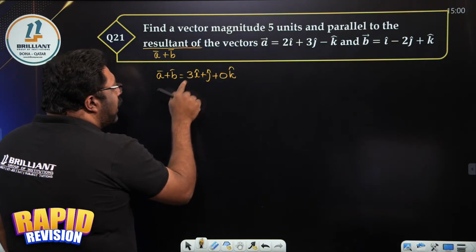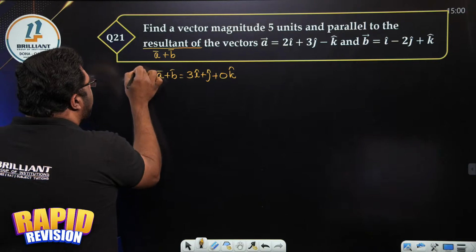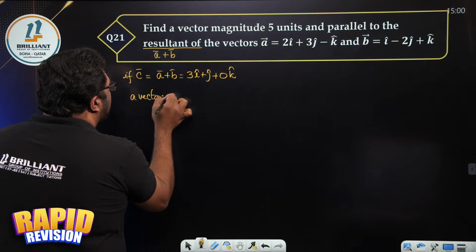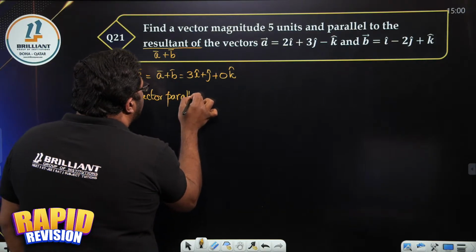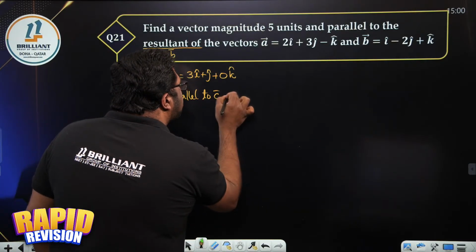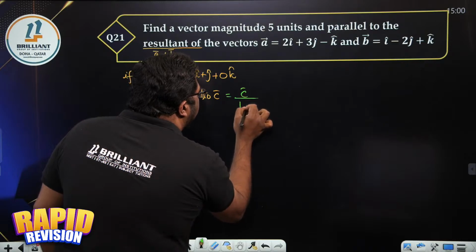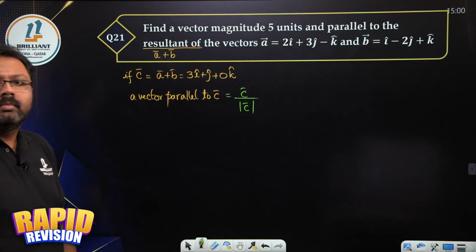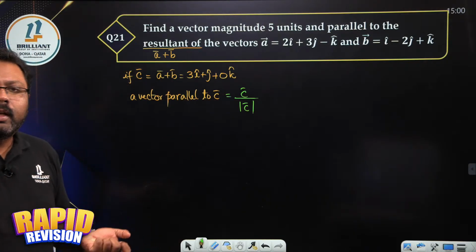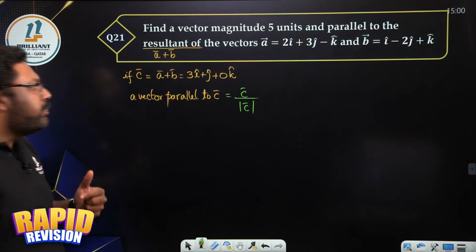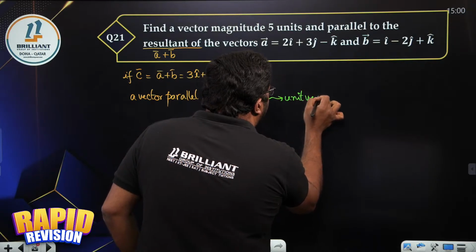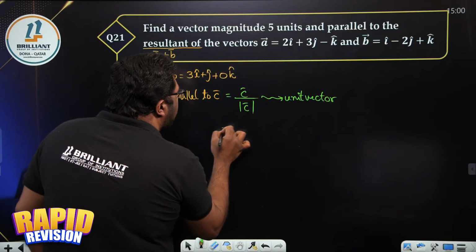How to find a vector parallel to a given vector? A vector parallel to C. How to find it fast? It's very simple. Just divide C with its magnitude. If you want to find a vector which is parallel to itself, then you have to divide that vector with its magnitude, which is often called the unit vector.